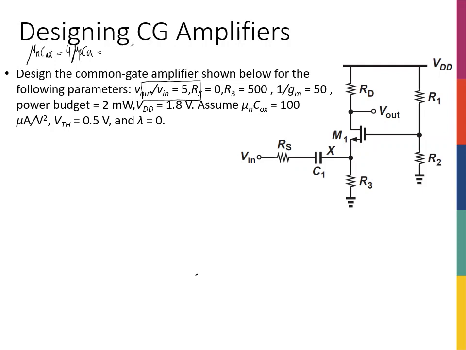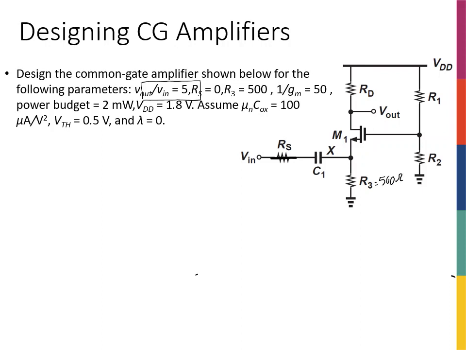So the most important thing in the beginning of solving a question, especially a design or analysis question in electronic circuits, is to understand the question and read the given data carefully. So the gain is equal to 5. That's output to input, V out over V in. Rs is equal to 0, so basically it's telling us that this resistor is 0. And R3 is 500 ohm.